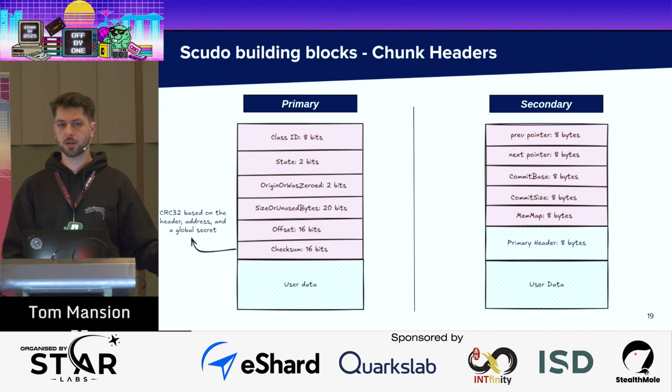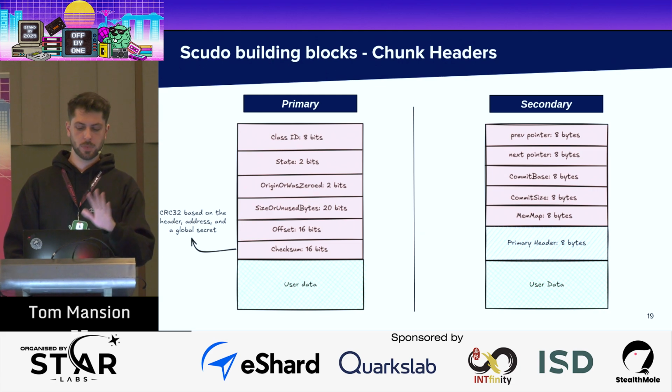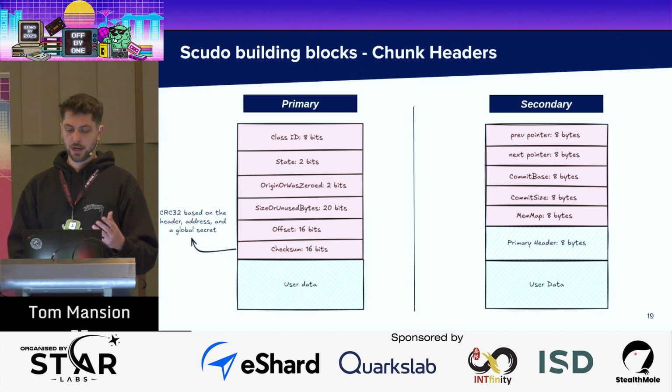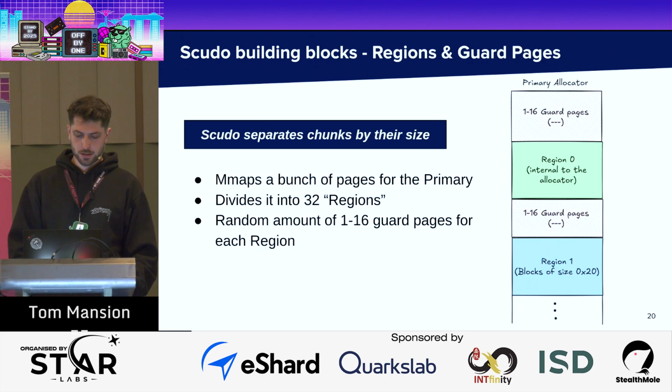Since it's allocated through mmap, it's going to be placed at a random address. We store this address in this field. Then we have the size, mmap, we don't really care about it. And afterwards, we have the primary header as well. So note that only the primary header is protected by a checksum. The secondary header isn't. Next building block is the regions we were talking about.